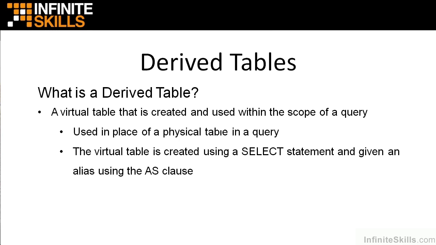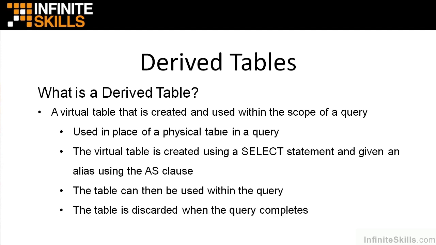Now the virtual table or the derived table is created using a select statement, and then it's given an alias using the as clause. And so whatever name we give it after the as clause is where the data that is retrieved by the select statement is loaded into, and that looks and feels like a table to our query. Just like it says here, the table can then be used within the query. Now the table gets discarded as soon as the query completes.